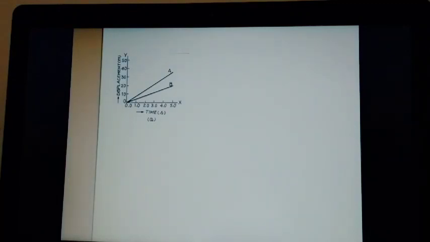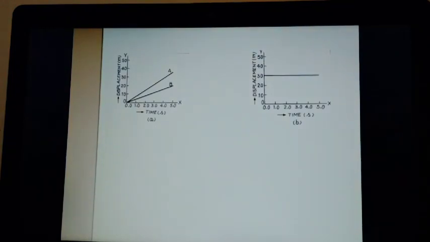Now I will show you another graph. You have time along the x-axis and displacement along the y-axis. At 1 second, it is at 30 meters from the origin, and at 2 seconds it is again at 30 meters from the origin. At 3, 4, 5 seconds and so on, the position remains at 30 meters from the origin. It says that the object is not changing its position with respect to time. So that is an object in a state of rest.